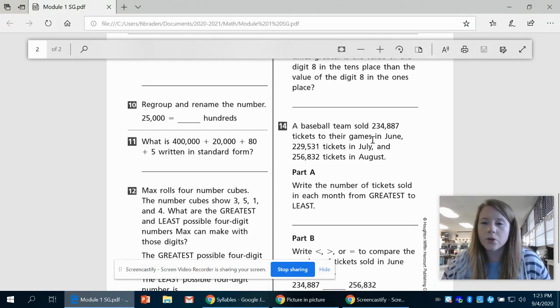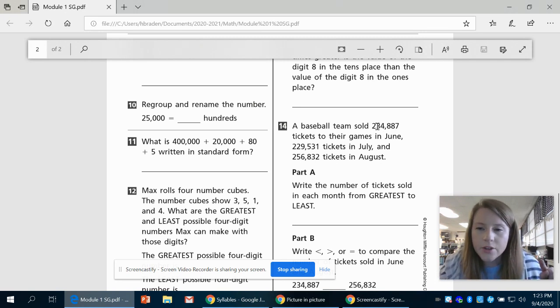A baseball team sold 234,887 tickets to their games in June, 229,531 tickets in July, and 256,832 tickets in August. Write the number of tickets sold in each month from greatest to least. So all you're doing is putting the numbers in greatest to least order. So we got to first find our biggest number.